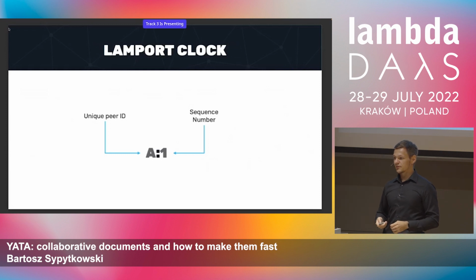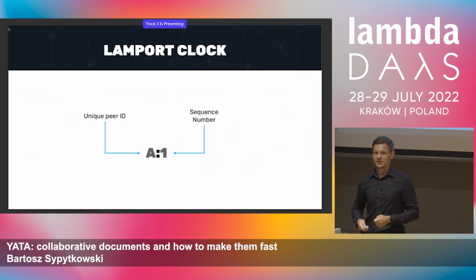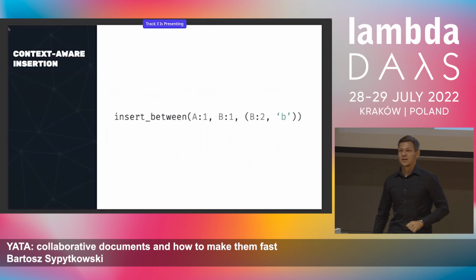And an important thing is that since this is a composite key, we can still order it. So if you have A1 and A2, we can establish an order. If you have B1 and A1, we can still establish the order because peer IDs also have an order. This will be necessary later on. So our insertion inside of a particular index can be changed into something like this.